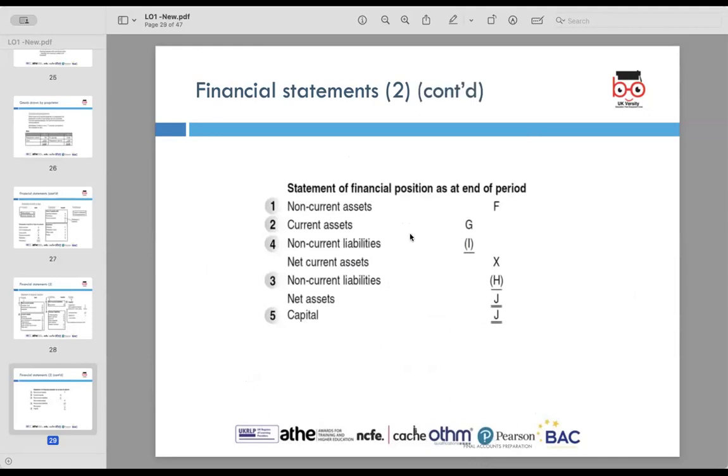So, financial statements, statement of financial position as at the end of the period: non-current assets, current assets, current liabilities, net current assets, non-current liabilities, net assets here, and then capital. So basically it is calculated as total assets minus total liabilities, giving the residual value of assets that would be left over if all liabilities were settled. This financial position provides a snapshot of the financial health and stability of the business at a specific point in time.